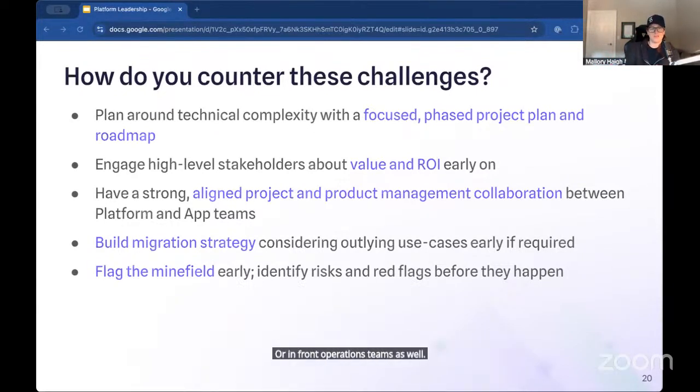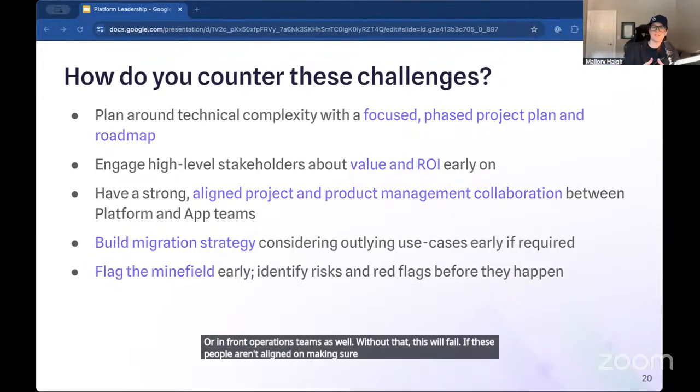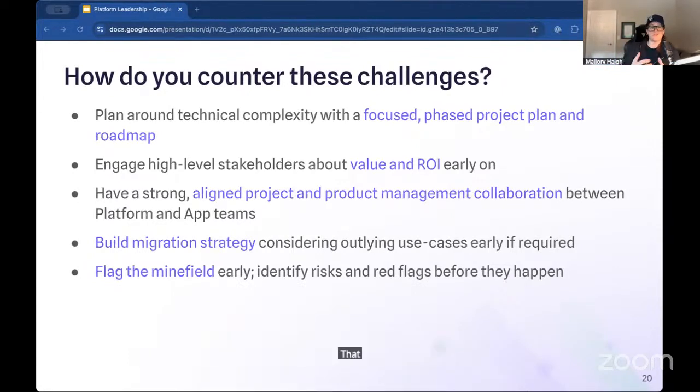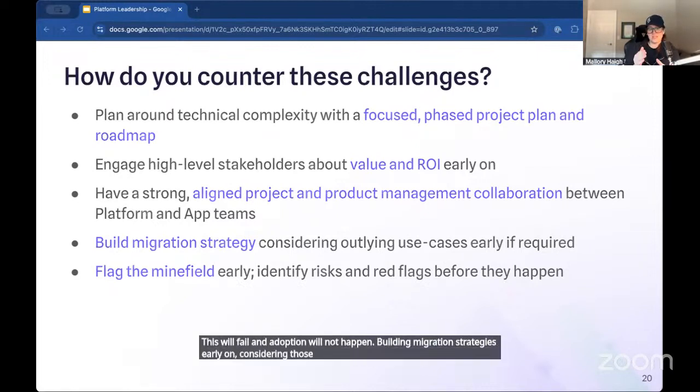Without that, this will fail. If these people aren't aligned on making sure that the applications are onboarded, that the platform is doing what it needs to do and meeting the needs of the people that use it, this will fail and adoption will not happen. Building migration strategies early on, considering those outlying use cases I mentioned, is really important.